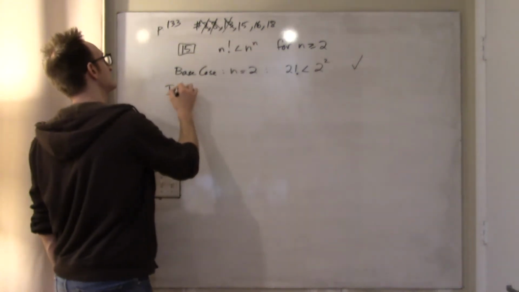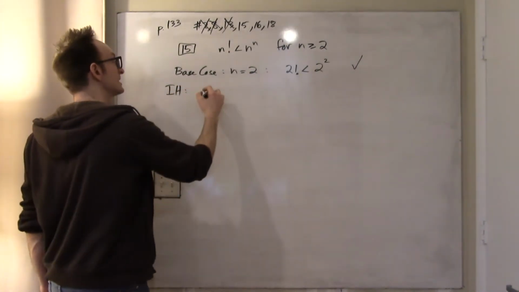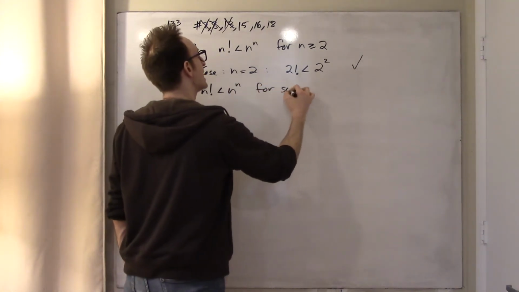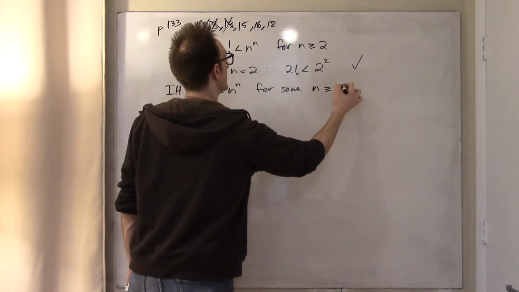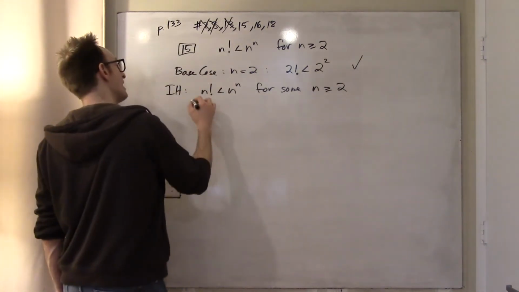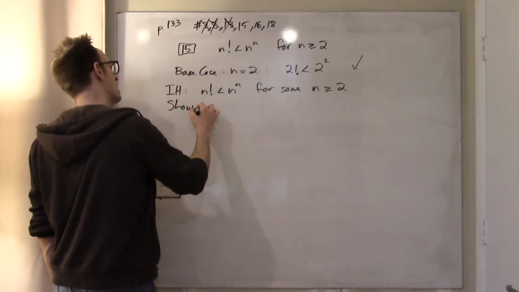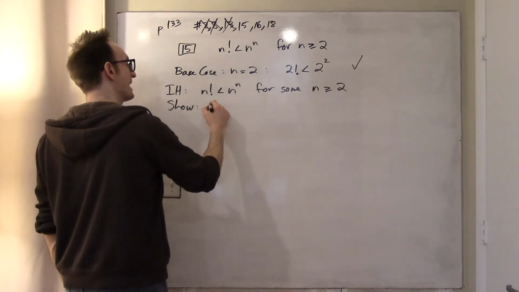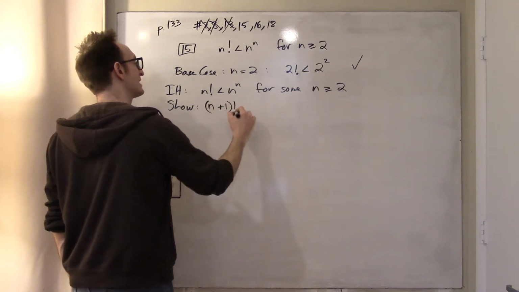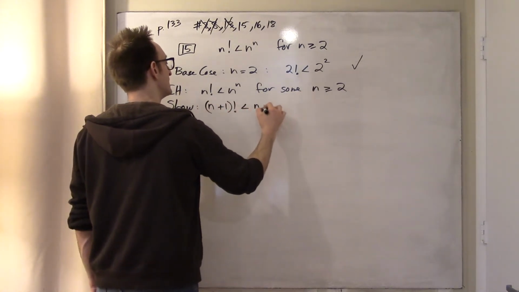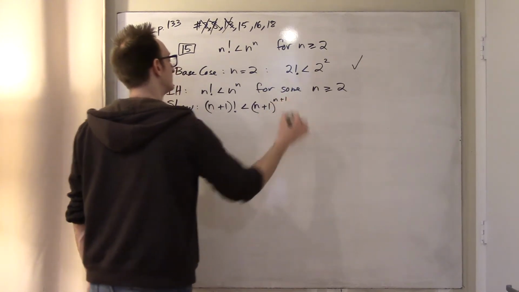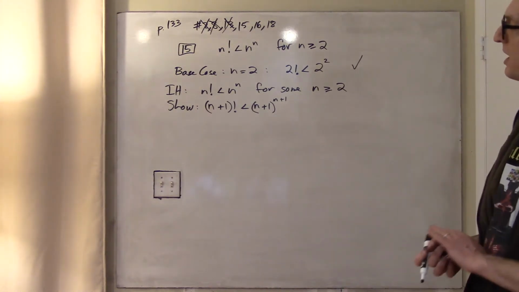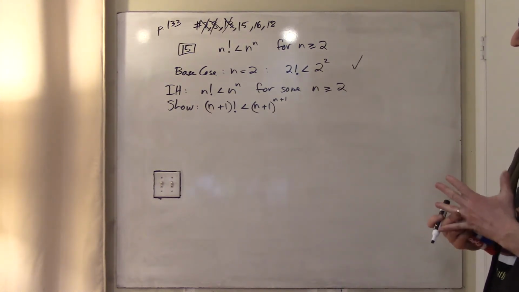Alright, I now make my inductive hypothesis. The inductive hypothesis is that n factorial is less than n to the n, for some arbitrary n greater than or equal to 2. And now, from this assumption, I shall show that this property holds for the next number, which is to say that n plus 1 factorial is less than n plus 1 to the n plus 1. Alright, so this kind of thing is hard the first couple times you do it, because you might not know where to begin.